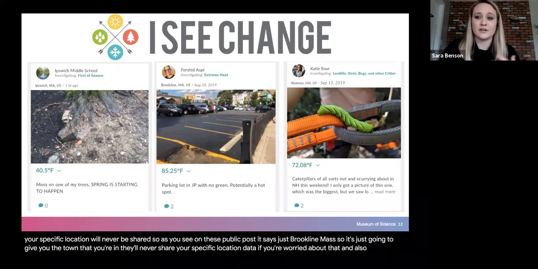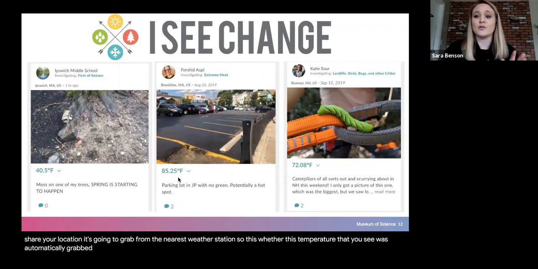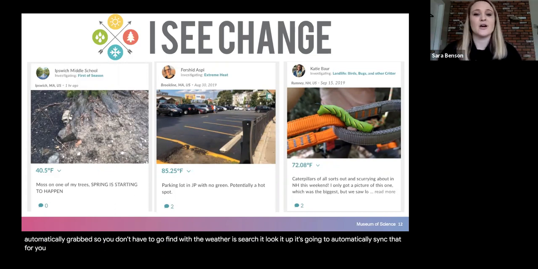And also, when you share your location, it's going to grab from the nearest weather station. So this temperature that you see was automatically grabbed. So you don't have to go find what the weather is, search it, look it up. It's going to automatically sync that for you. So you'll always have that on your post.